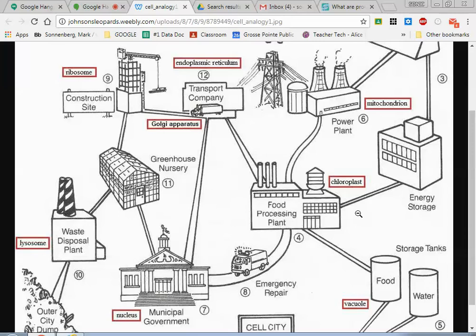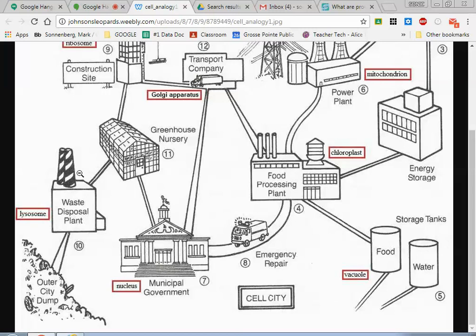Moving on, you have the chloroplast. Again, this is a plant cell. The chloroplast is necessary for photosynthesis to take place. It is where chlorophyll is combined with sunlight and water and CO2 to create the aforementioned glucose. Glucose is the food that the cell needs in order to function. So in other words, the food created here in the food processing plant is sent over to the power plant to create energy. Moving over now to the lysosome, we have the waste disposal plant.